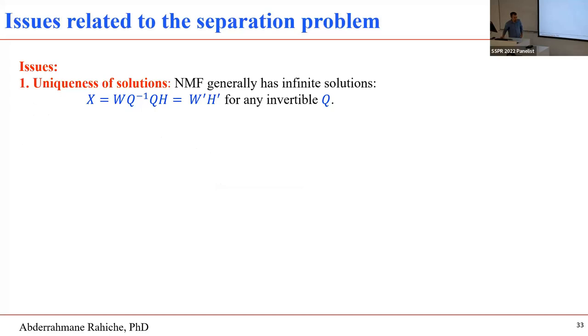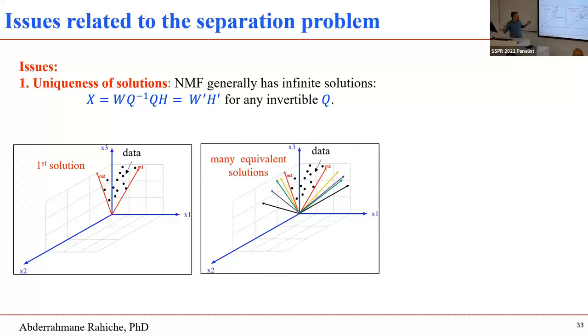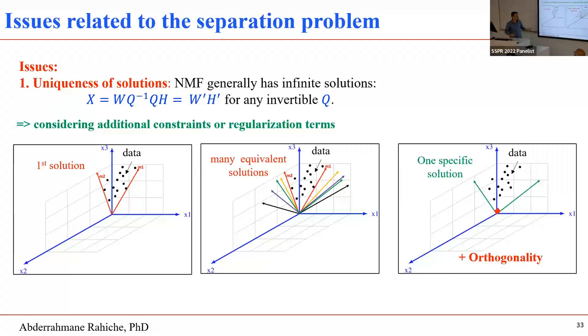Indeed, when it comes to developing your NMF model, there are of course many specific challenges to take into account. The first one is the uniqueness of the solution. As you know, NMF delivers many solutions because of the nature of the problem, and for a given problem we can have many solutions. The question is how to select the best one that fits our needs. Fortunately, this can be done by adding some specific constraints to reduce the solution space, such as orthogonality, sparsity, or other geometric constraints.